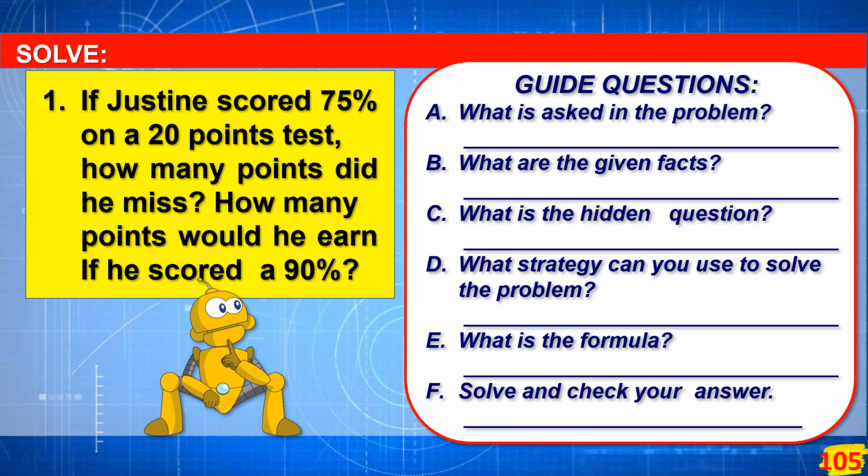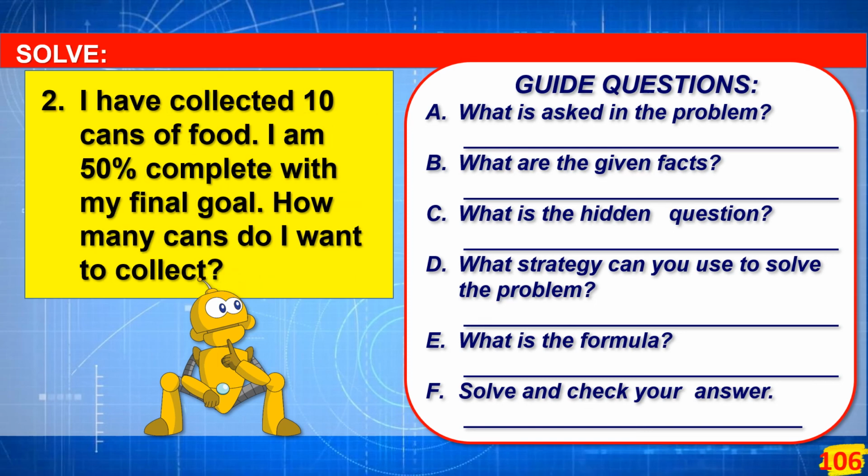Problem number 1. If Justin scored 75% on a 20 points test, how many points did he miss? How many points would he earn if he scored a 90%? Problem number 2. I have collected 10 cans of food. I am 50% complete with my final goal. How many cans do I want to collect?